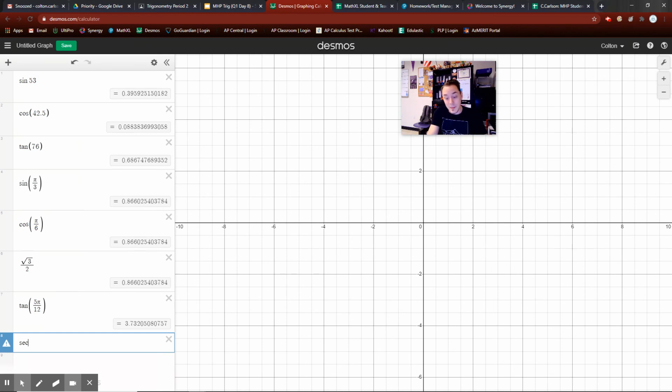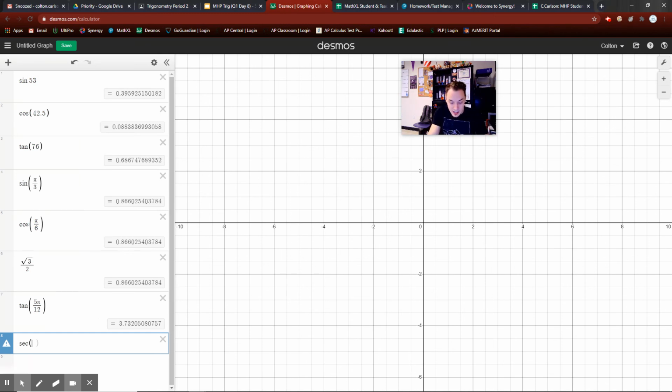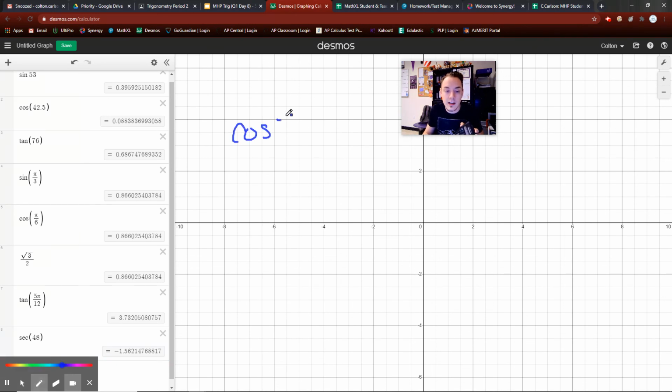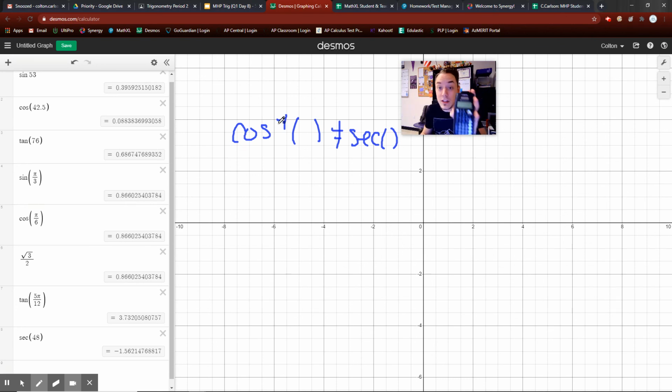Now the cool thing about Desmos is I can actually type secant of 48 degrees. On the TI-36X Pro, pay very close attention. If you're using the TI-36X Pro, you will notice it does not give you secant. Instead, what it does give you is something that looks like this, cosine to the -1 power. Okay? This does not equal secant. Don't you dare do that.